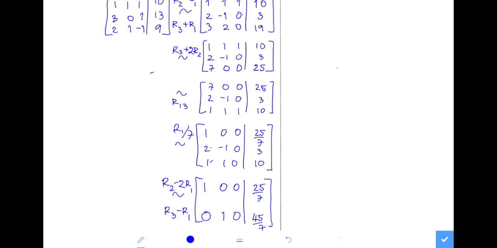Damn! This number is so bad. This number is so bad, okay? I hate this number. Okay, next one. Bad numbers. Next one, here, right? R2 minus 2 times of R1, right? I'm so hot now.